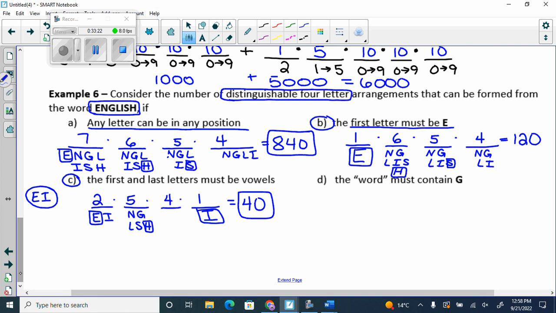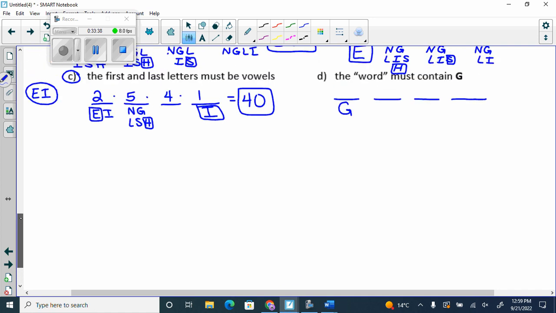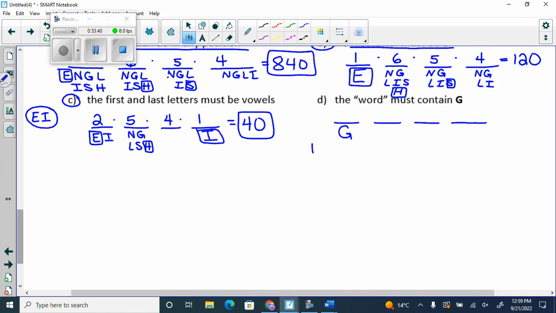The last one said the word must contain a G, but does it tell you where the G needs to be? No. So the G could be in the first. There's only 1 G, so we either have it in the first blank, or, which means we add, because the moment we get a new case, we add our cases. So we could have a G in the first blank, or in the second blank, or in the third blank, or in the fourth.